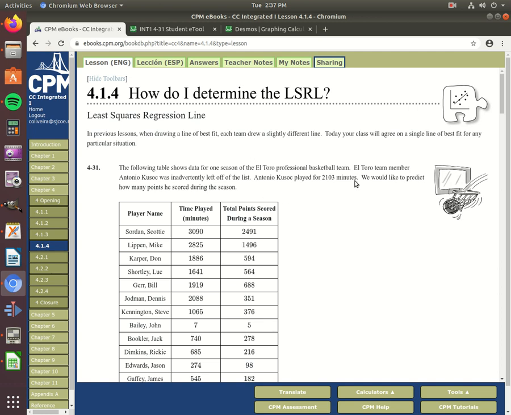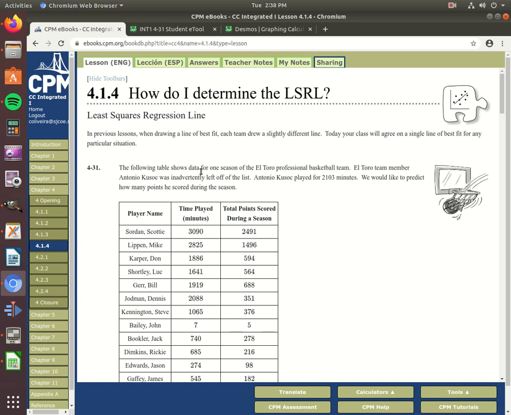For least squares regression line, we're going to start introducing the calculator into this. The least squares regression line is essentially the calculator's version of the line of best fit. So we can all draw different lines of best fit, but the calculator is going to come back and tell us what the actual line of best fit is.